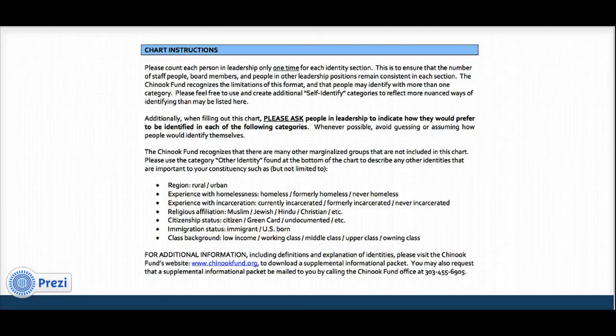For additional information, including definitions and explanations of identities, please visit the Chinook Fund's website at www.chinookfund.org to download a supplemental information packet. You may also request that a supplemental information packet be mailed to you by calling the Chinook Fund office at 303-455-6905.